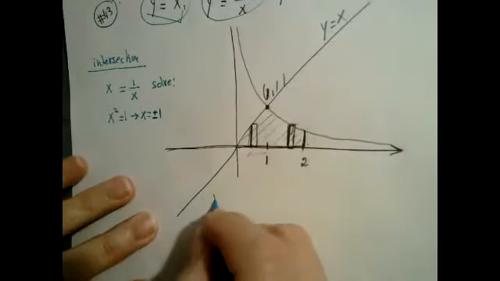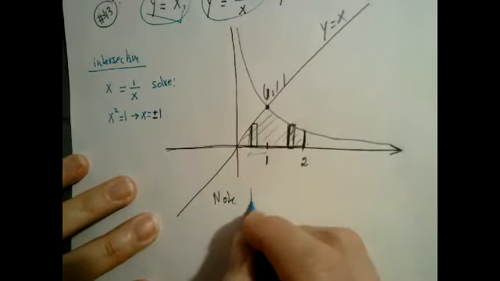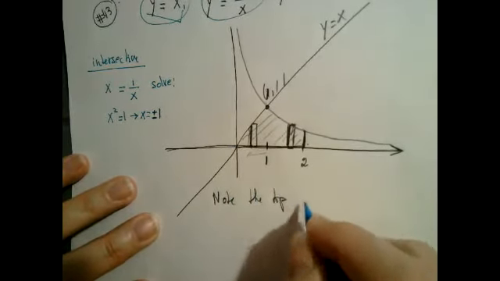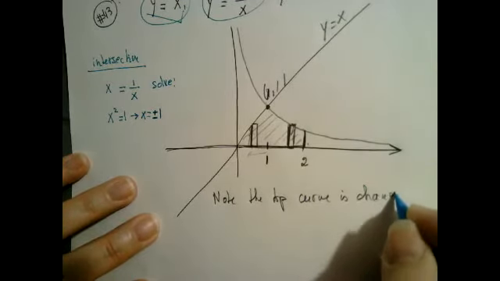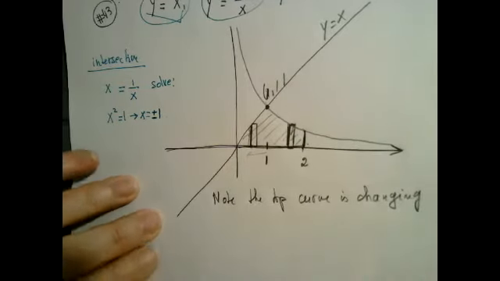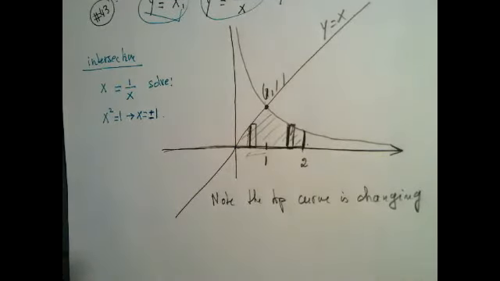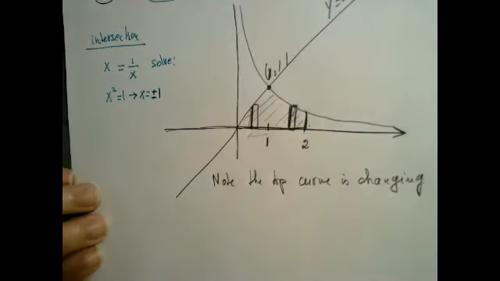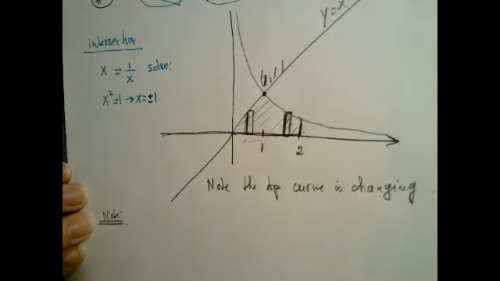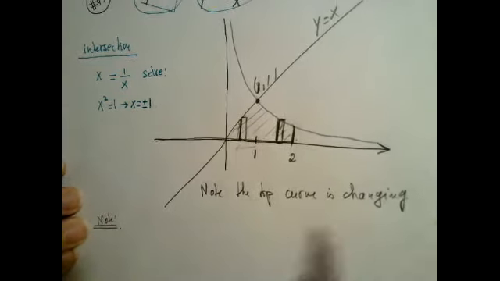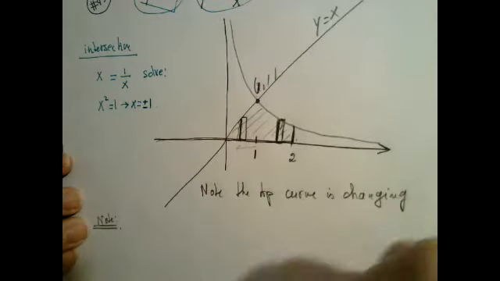Let us note that the top curve is changing. So how am I going to solve this problem? Any ideas? Could you split it into 2 parts? We have to split it into 2 parts. We have no other choice. My top curve is changing, so I have to split it into 2 parts.